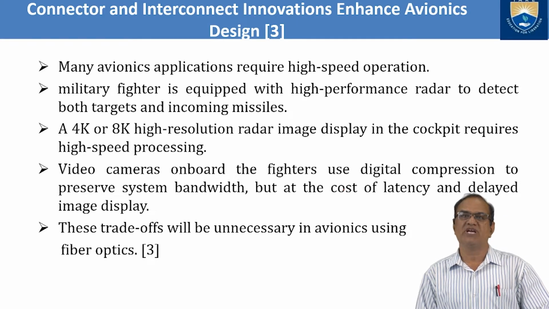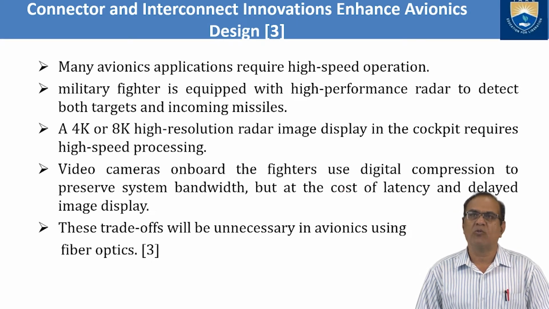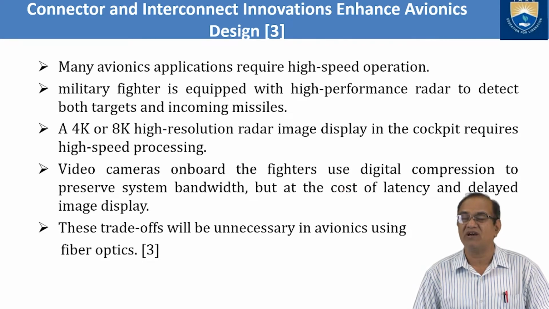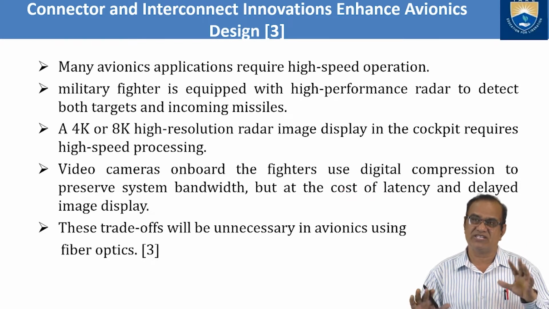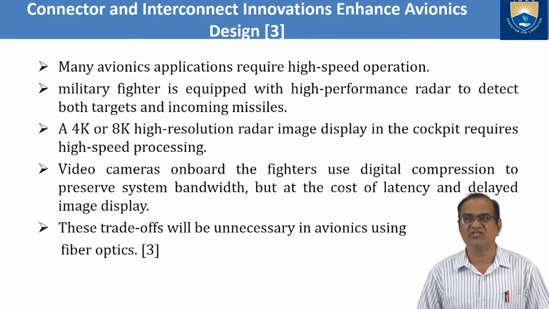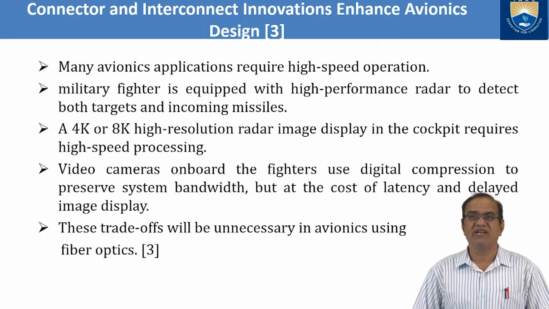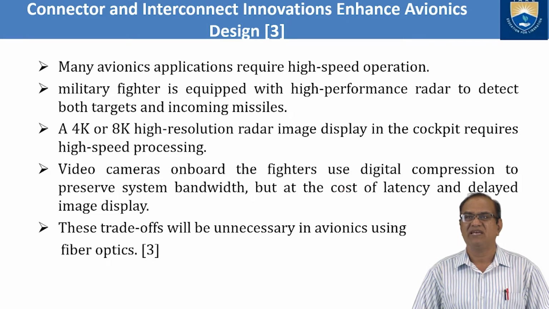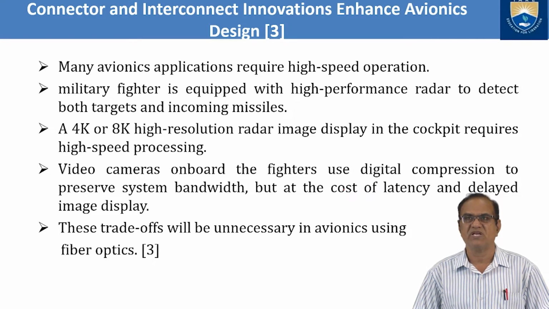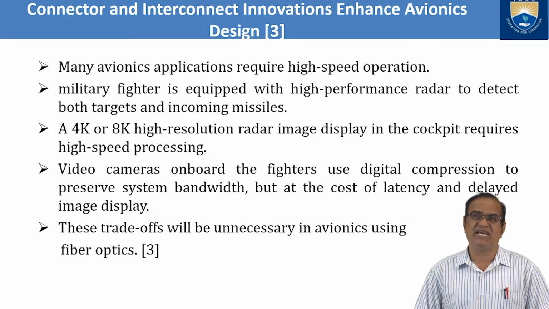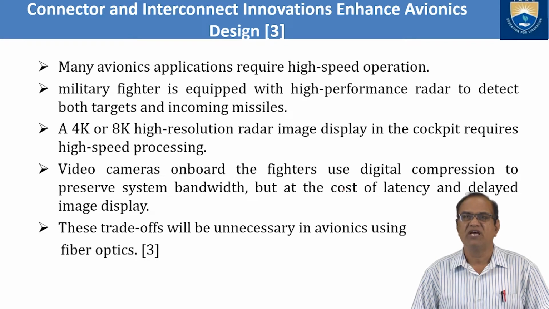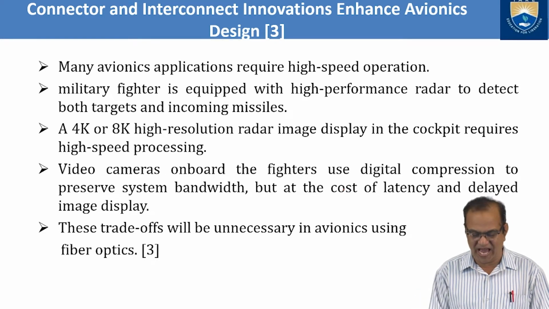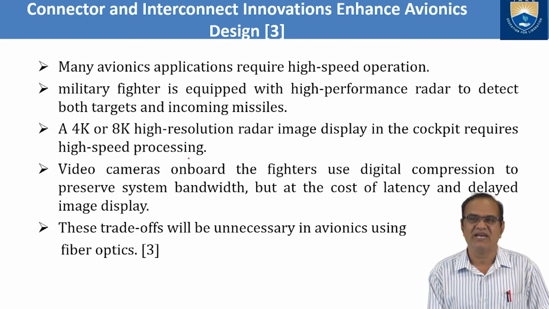So if we use normal copper wire, so many avionics applications require high speed operation. In the radar system or the helmet mounted display, or HMD, all these things require very high resolution, and especially military fighters are equipped with high performance radar to detect both targets and incoming missiles. So for this we need 4K to 8K high resolution radar images displayed in the cockpit, which requires high speed processing. So we need very high speed processing systems in the aircraft.